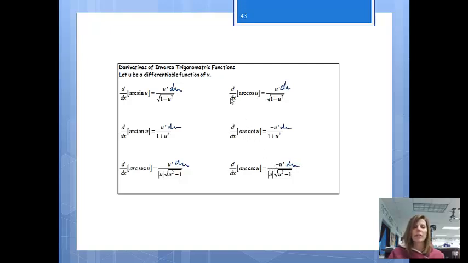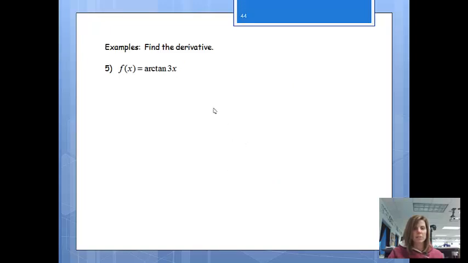It's just including the negative. This does follow the same pattern that we learned from our formulas before. If the function starts with a c, then the derivative will be negative. So that pattern still holds. All right, let's go ahead and do some problems.